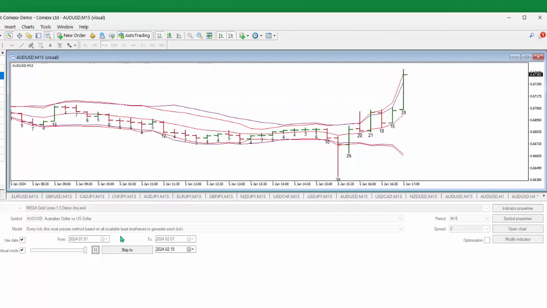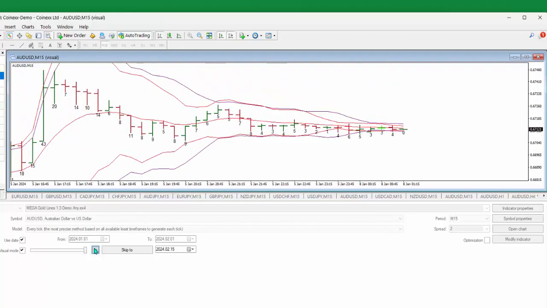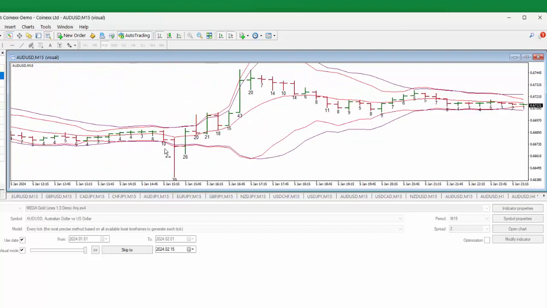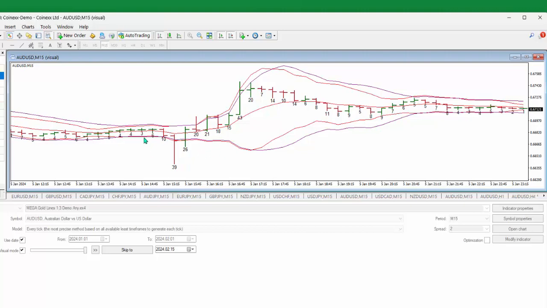And here we go again. Okay, now there was another one. Whoops, it kind of got away from me. I don't know if I can back it up. Yeah, I can. Okay, so here we had another bar.